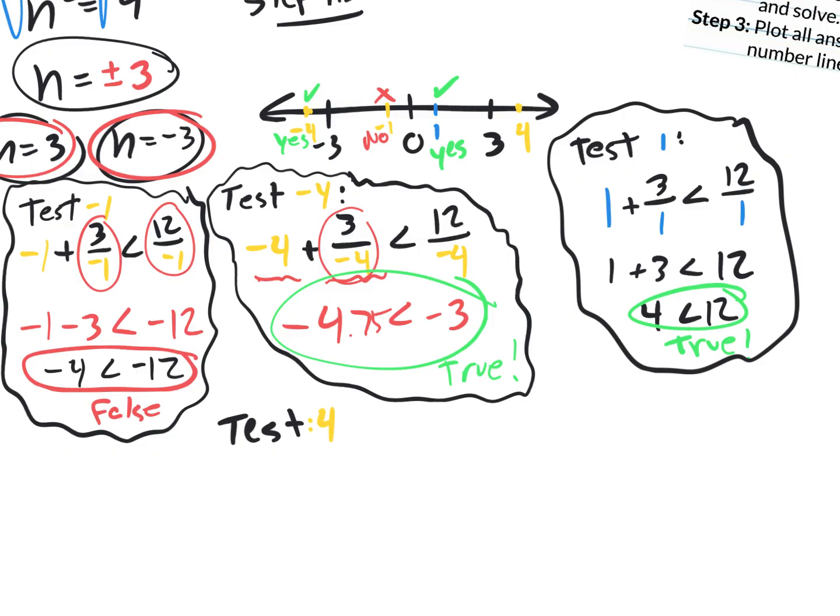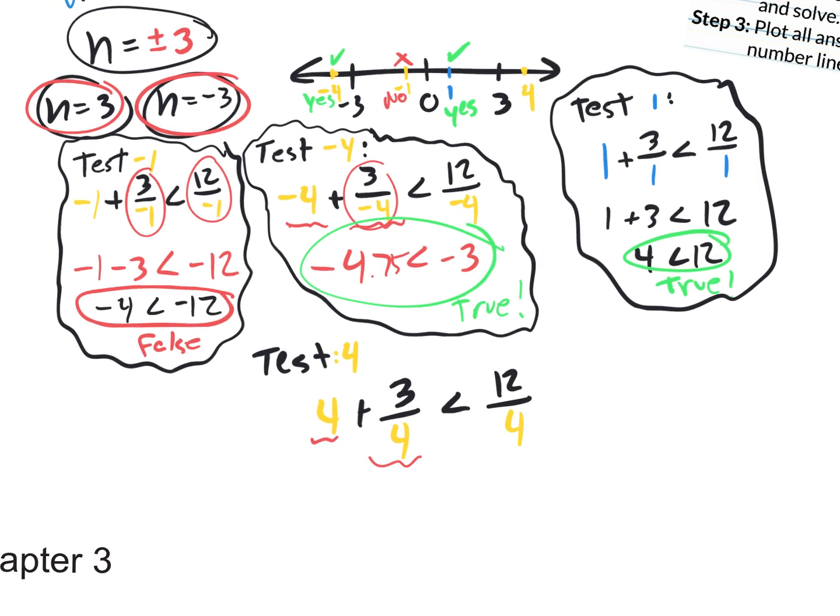Going back to a yellow. So we're going to rewrite it. You're going to have +4 plus 3 over +4 is less than 12 over +4. And you do the math. That's 4 plus 3/4. That's like saying $4 plus 75 cents. That's $4.75. Or you could even leave it as 4 3/4, whatever you want. Okay? 4 3/4, right? If you just say 4 plus 3/4, that's 4 3/4.